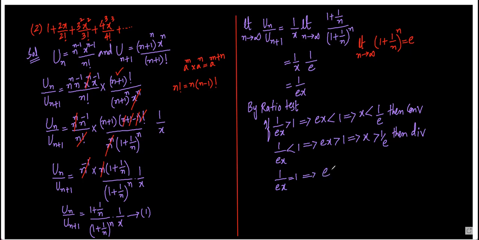Another possibility is if 1 by e^x value is equal to 1. Cross multiplying, e^x is equal to 1, which means that x value is 1 by e. Then where do we have to use it? We have to use it here.